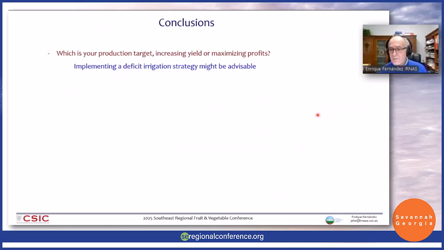Okay, so I am arriving at the end of my presentation now. So, important points that I would like to outline here. You have to ask yourself this question: are you looking for increasing yield or for increasing profits? Because sometimes it's not the same thing, right? If your production target is yield, probably you have to look for full irrigation, but if your production target is to get as much money as possible, maybe a deficit irrigation strategy is advisable.